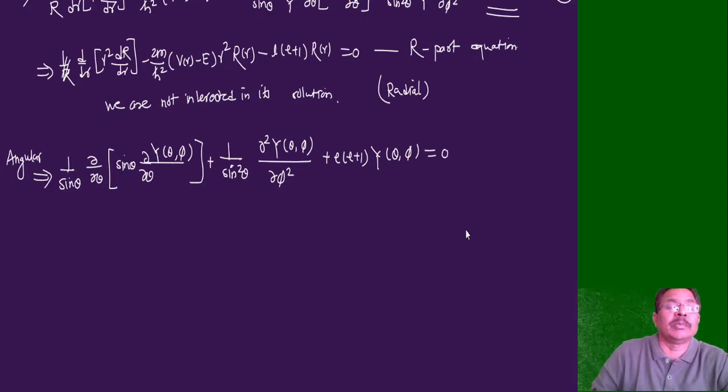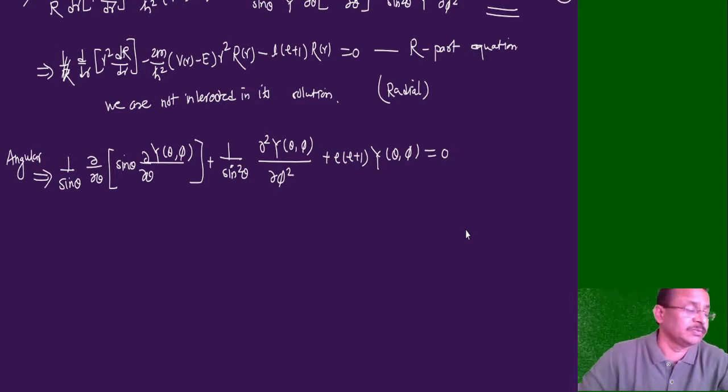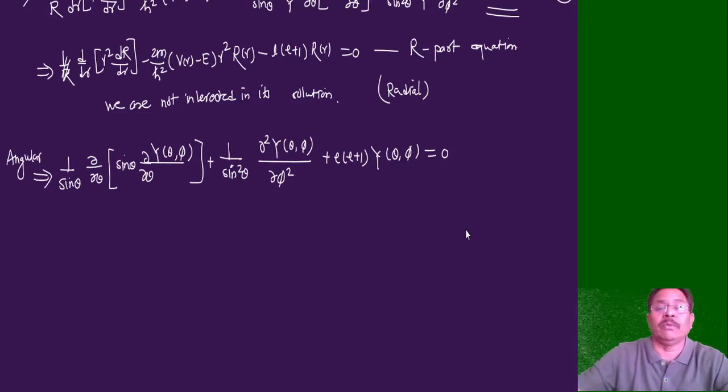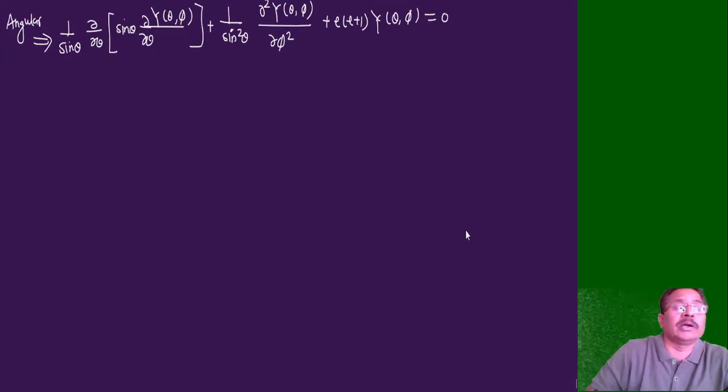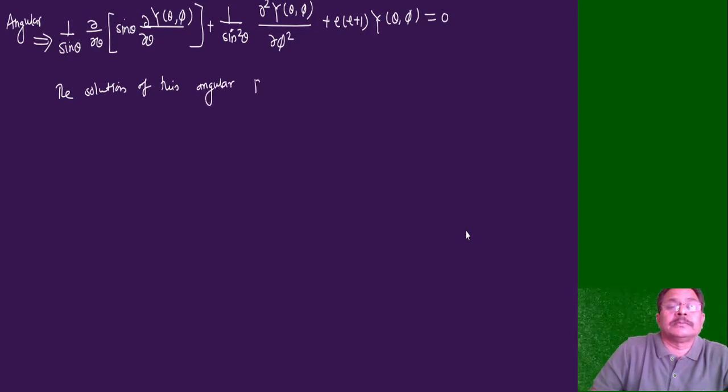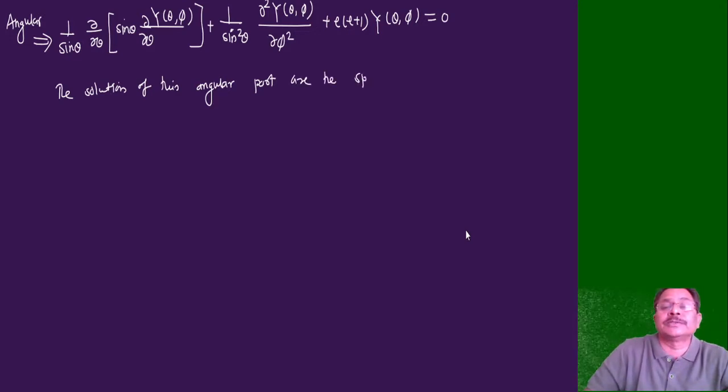This is the angular part, and we are interested in it here. The solution of this is nothing but our spherical harmonics. We are interested there. Now we will write it explicitly. The solutions of this angular part are the spherical harmonics.